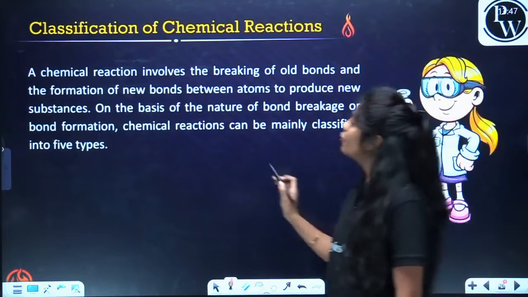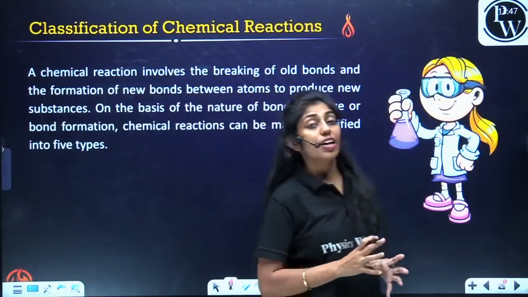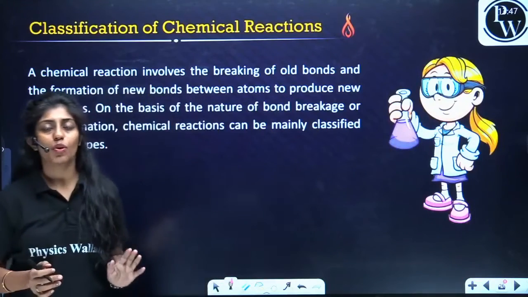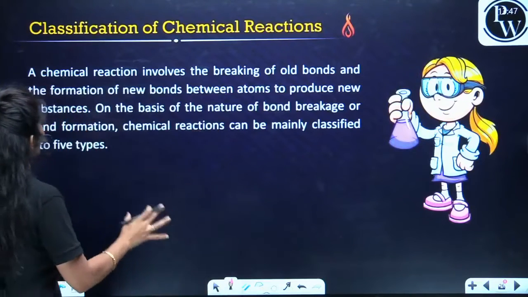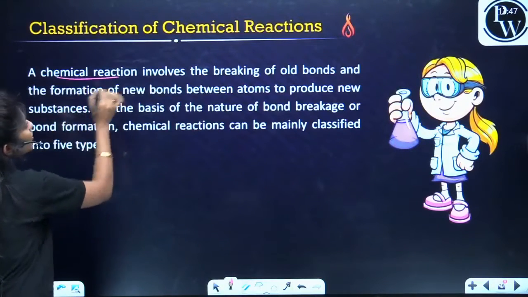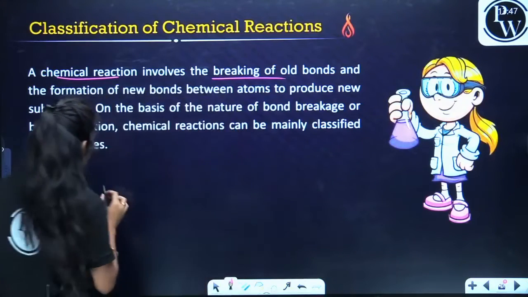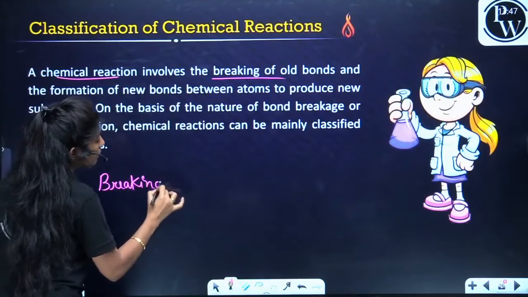Next is the classification of chemical reactions. My dear students, in this chapter we are going to discuss mainly 5 types of chemical reaction. Now how can we classify these chemical reactions? Check out this story. A chemical reaction involves the breaking of old bonds. What will happen? Breaking and making.